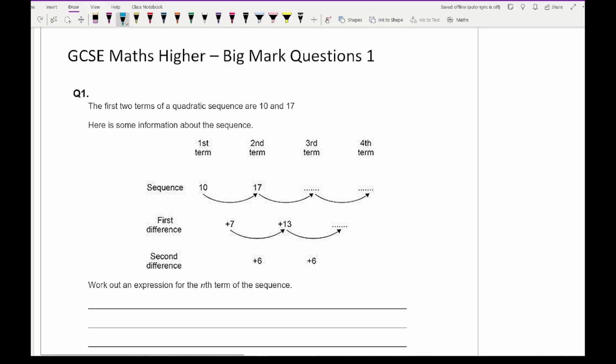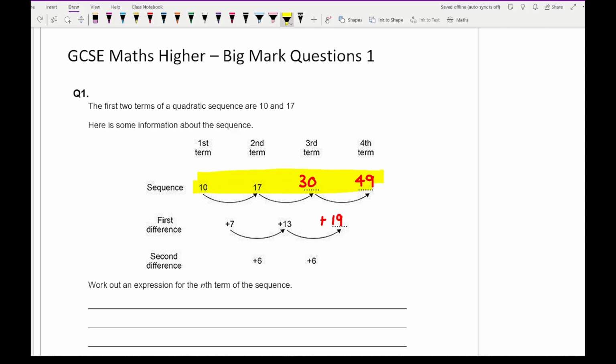So the first thing you may want to do when working through this question is just to fill in the missing numbers that have been blanked out. So here the third term in the quadratic sequence is where we add 13, so that's going to be 30, and the missing first difference is going to be the plus 6, so it's going to be 13 plus 6, which is 19. And then from this we can work out the fourth term of the sequence is going to be 49.